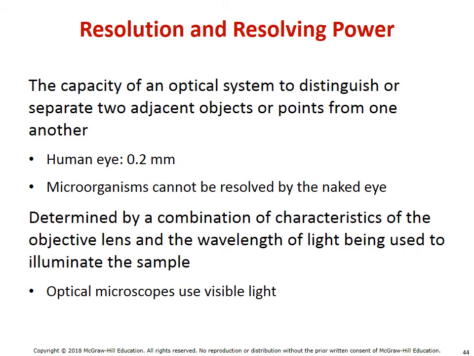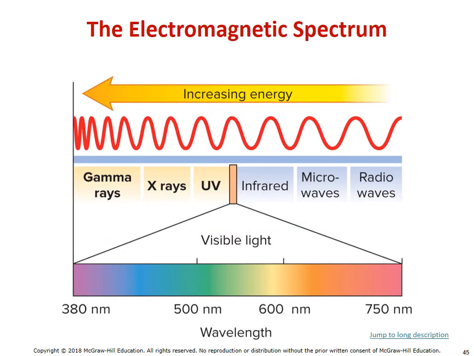Another important variable in microscopy is resolution and resolving power. It's important to us to make sure that we can distinguish two very separate things as being physically separate, and so the higher the resolution, the greater clarity we actually achieve.